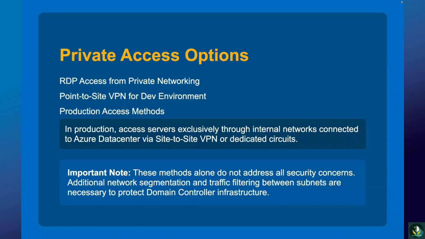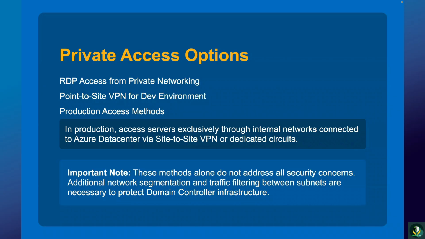To mitigate these risks, it's essential to implement network segmentation and traffic filtering between specific subnets. This approach creates distinct security zones within the network, limiting the potential impact of a breach. And by carefully controlling traffic flow between these segments, organizations can better protect their domain controller infrastructure from unauthorized access, even from devices within less secure parts of the internal network. So, this was about the private access option.